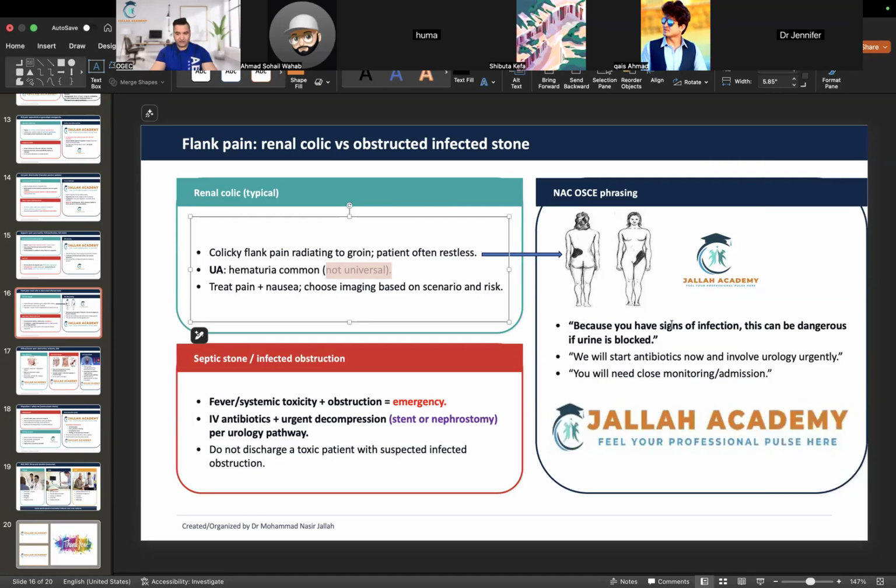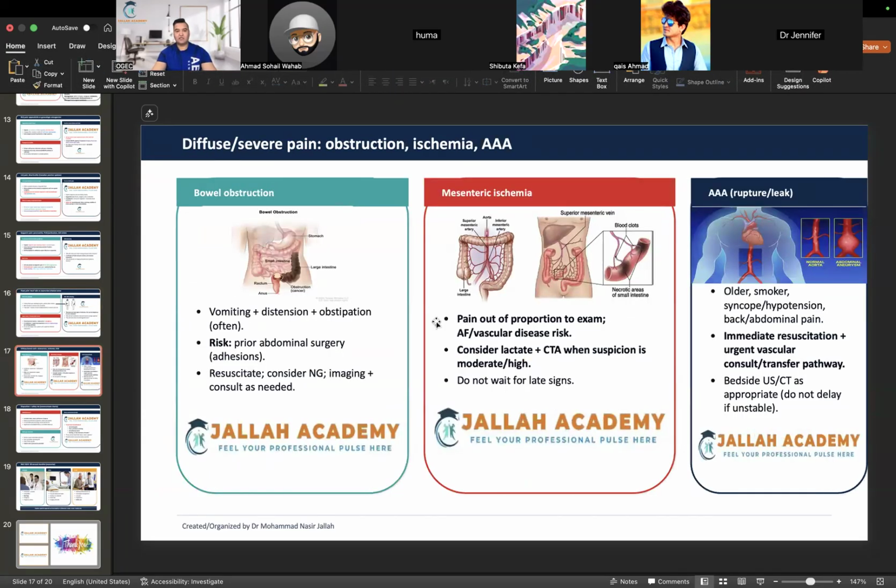Because you have sign of infection, this is the OSCE phrasing now. Let's say you're dealing with something like septic or infectious cause. Now, how do you phrase it? Because you have sign of infection, this can be dangerous if urine is blocked. We will start antibiotic now and involve urology urgently. You will need close monitoring and admission. So we need to admit you. So this is the way you phrase it when you're dealing with someone who has abdominal pain secondary to infection.